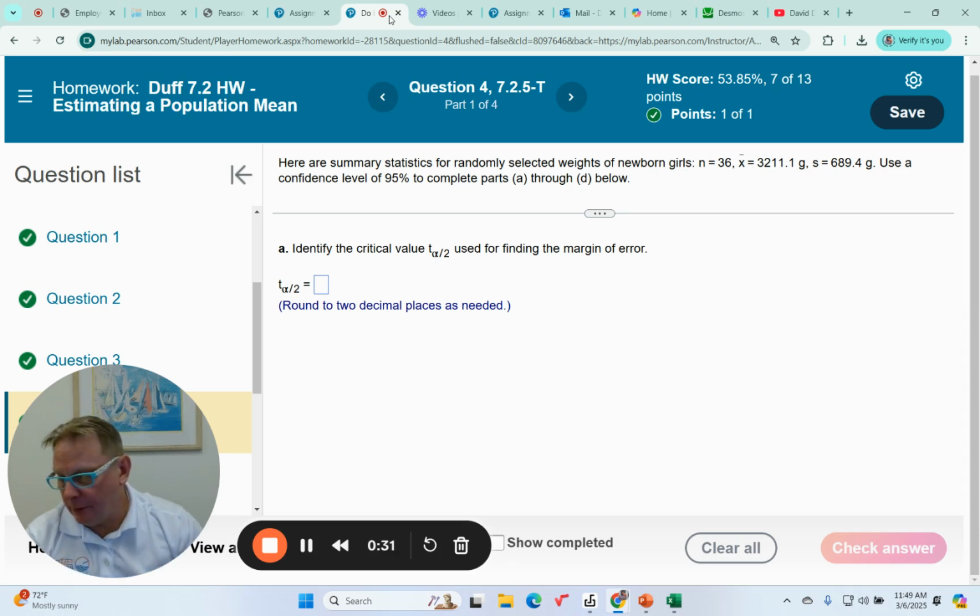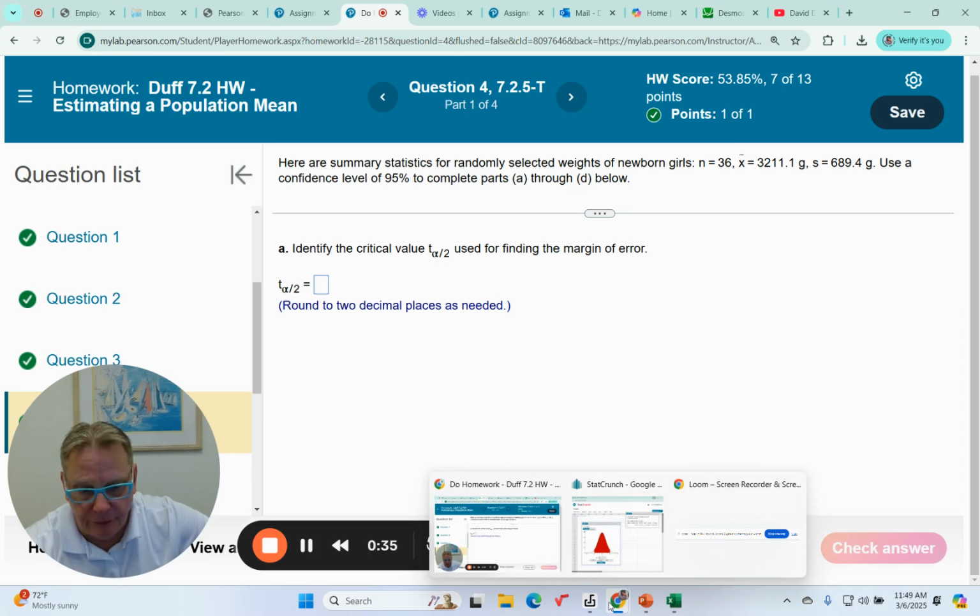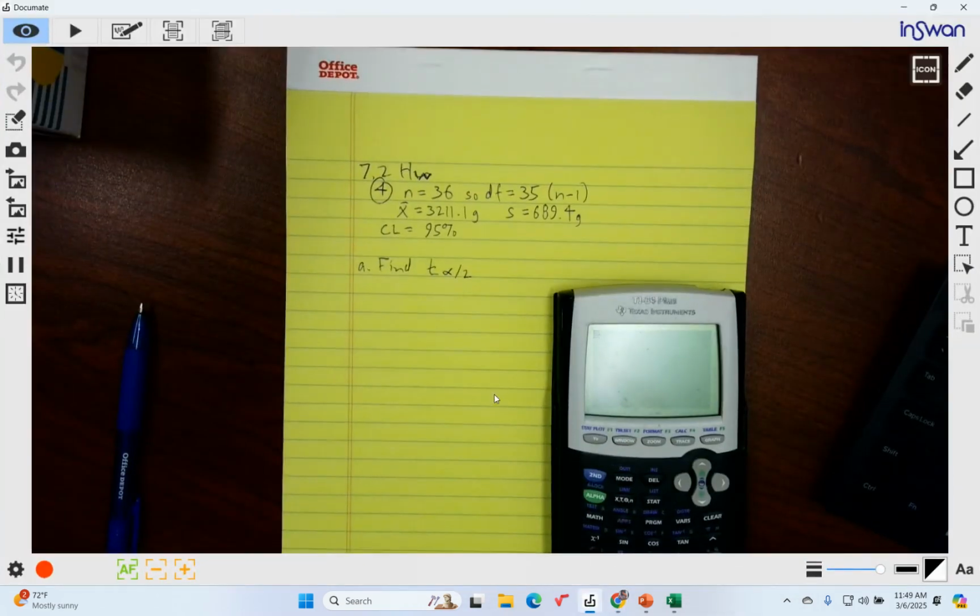All right, so what I did was I just wrote down these values for reference on a piece of paper. N is equal to 36, so the degrees of freedom will be equal to 35, since the degrees of freedom is just n minus 1. We have x bar, we have s, and we have a confidence level of 95%. We're asked to find the t value that splits the middle 95% from the outside 5%.